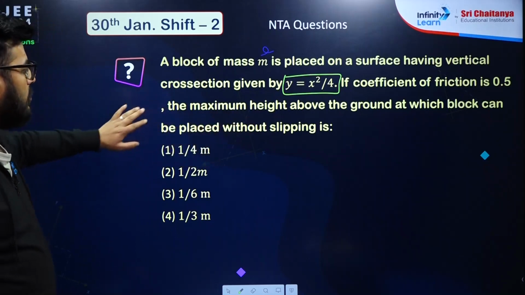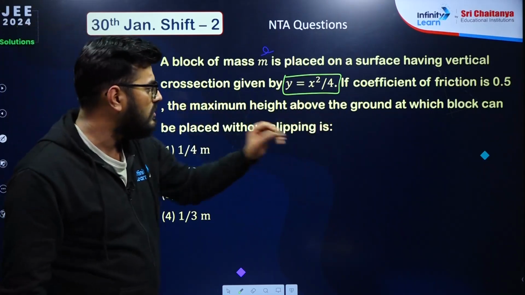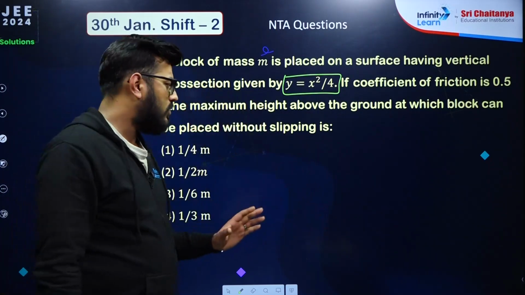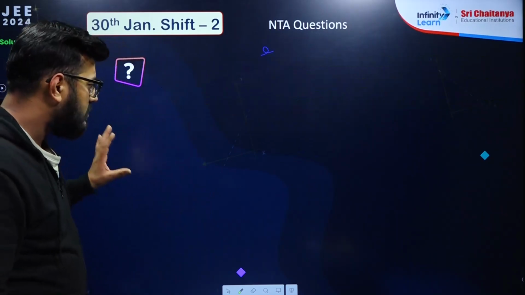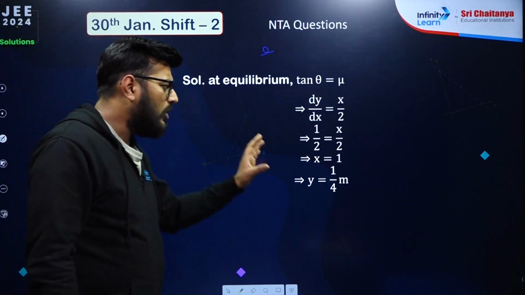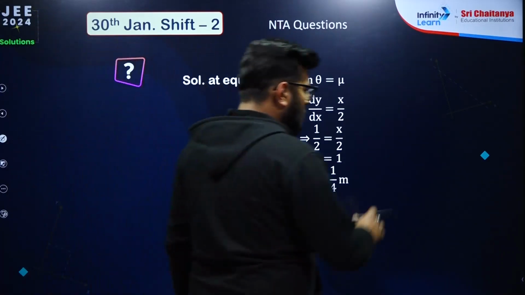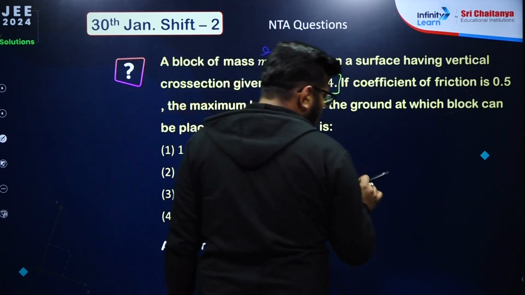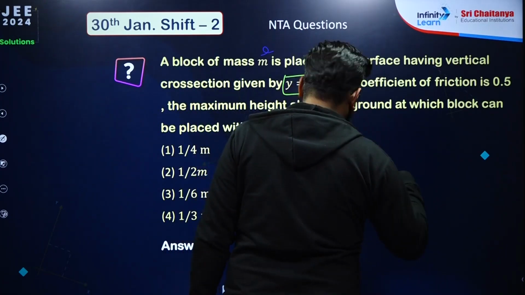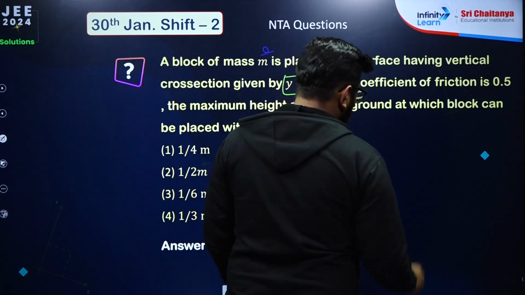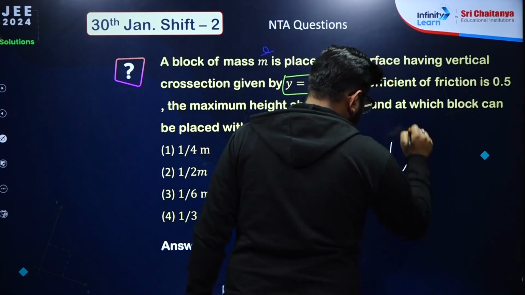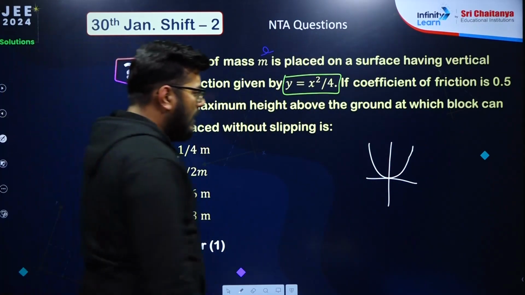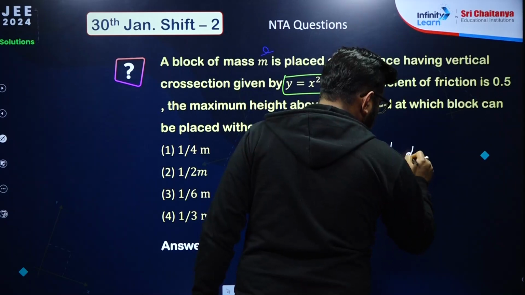If the coefficient of friction is 0.5, the maximum height above the ground at which the block can be placed without slipping is. So basically, this is a question of Newton's laws of motion, and the correct answer over here is answer number 1. For this curve, which is a parabolic curve, x square is equal to 4ay is basically going to be a parabola, simply like this, where y will be there, and the particle will be situated somewhere over here.